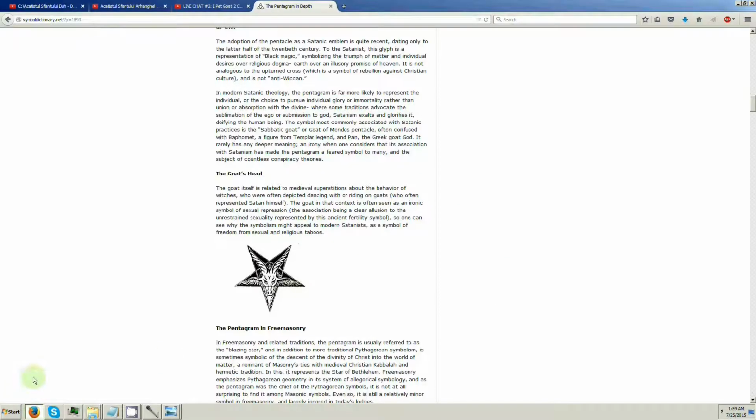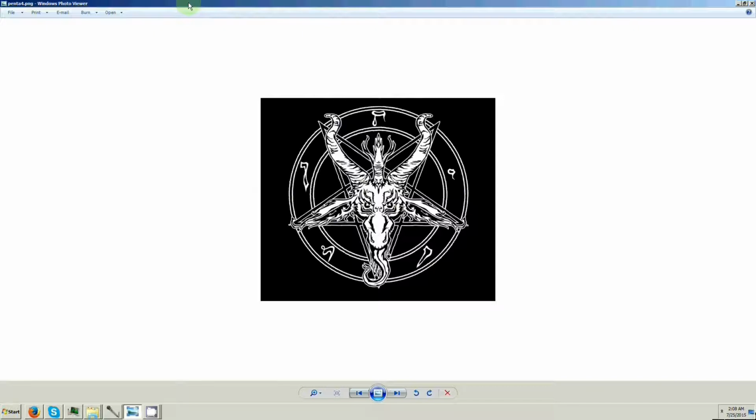Doing some research and checking the meaning of this, we find that in satanic theology, the pentagram signifies the triumph of matter, and the goat's head is a symbol of sexual repression. We see Satanists often promoting sexual immorality, adultery, homosexuality, and various perversions and fetishes. Considering all this, we should ask ourselves why this symbol is so present in our society.